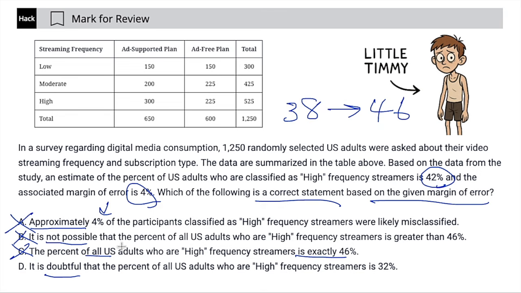So a little bonus tip for you, make sure you actually know what margin of error is. And then choice D, it is doubtful that the percent is 32%. Since our margin of error's lowest percent would be 38, it is doubtful that it would be all the way down to 32. So that is our answer, choice D.